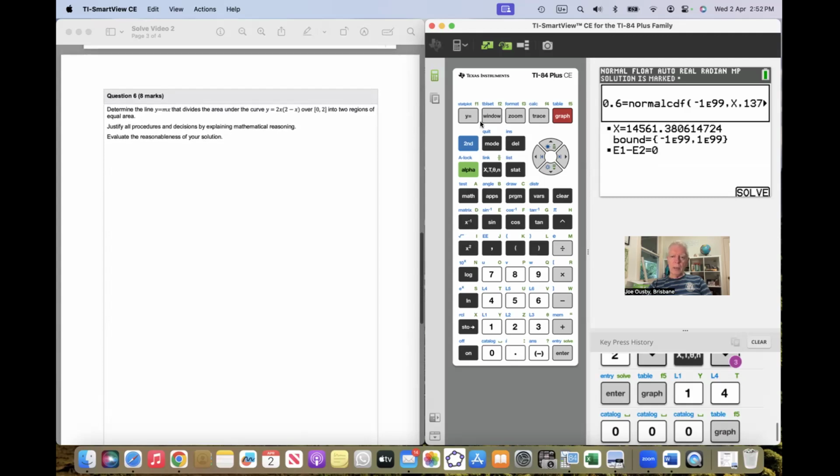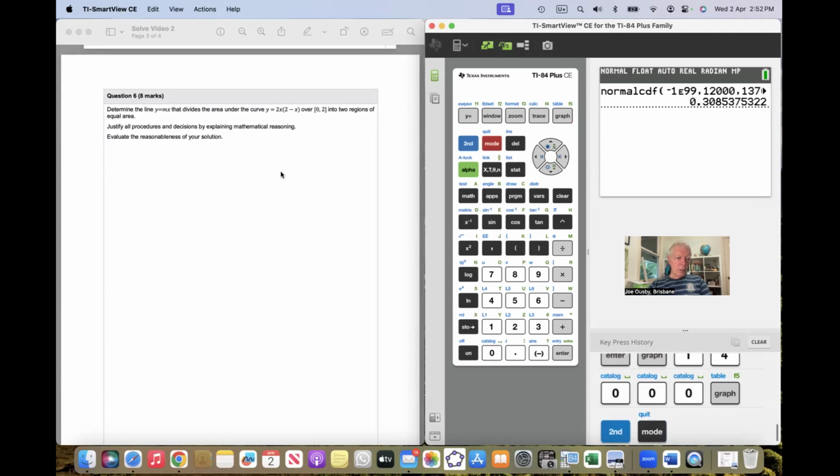And I want to go on now to, if we quit out of that and go back to the question, we're now saying determine the line y equals mx. This question is an old question. It comes from a sample paper that was brought out before the first 2020 paper was sat for. So it's old, and of course, notice that it's actually worth 8 marks.